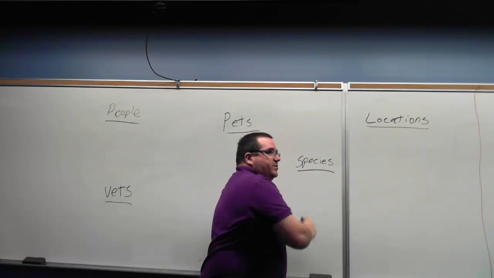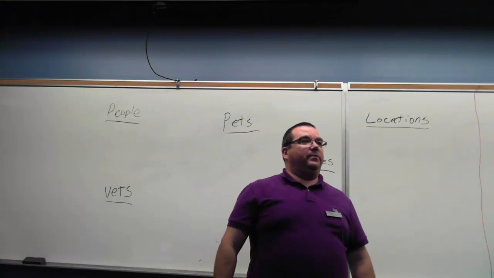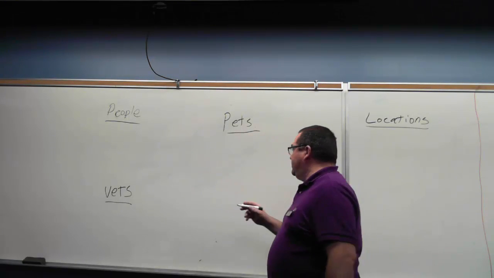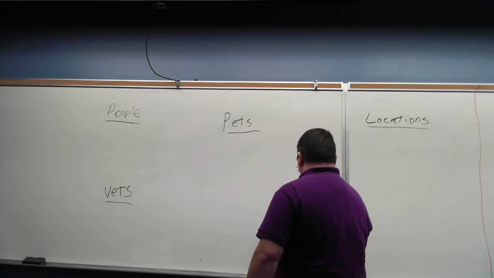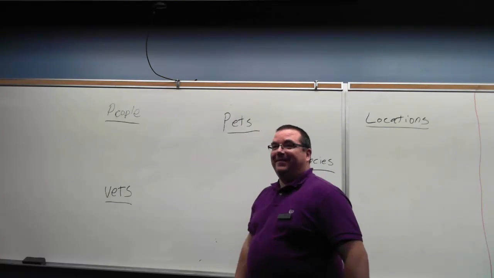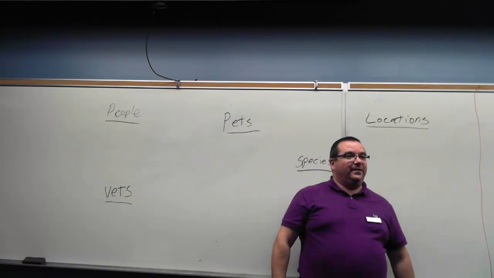If you go with species, what's the next logical jump? Breed. There we go. Whoever said breed, you get a cookie. I don't have any, but you can give yourself one. You justified yourself a cookie.